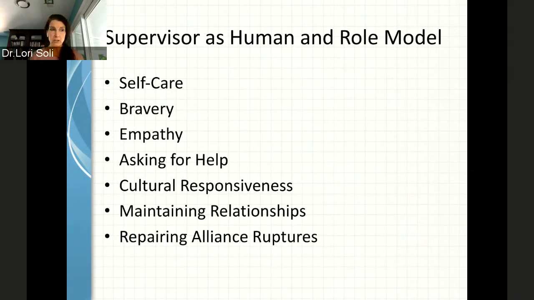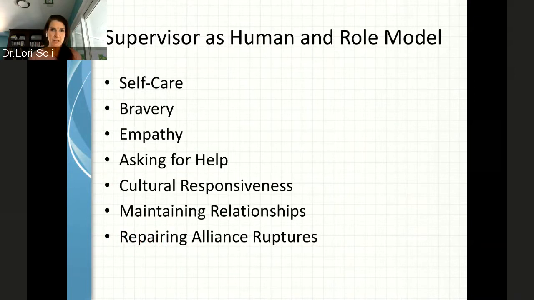They watch, they listen, just like clients. Clients don't just listen to our words as clinicians. They pick up much more subtlety about how we operate than we may even give them credit for. So in the role of supervisor as human being and role model, there are a few things I want to highlight that, within my own experience of being a supervisor and a supervisee, I find to be particularly important. One is self-care.